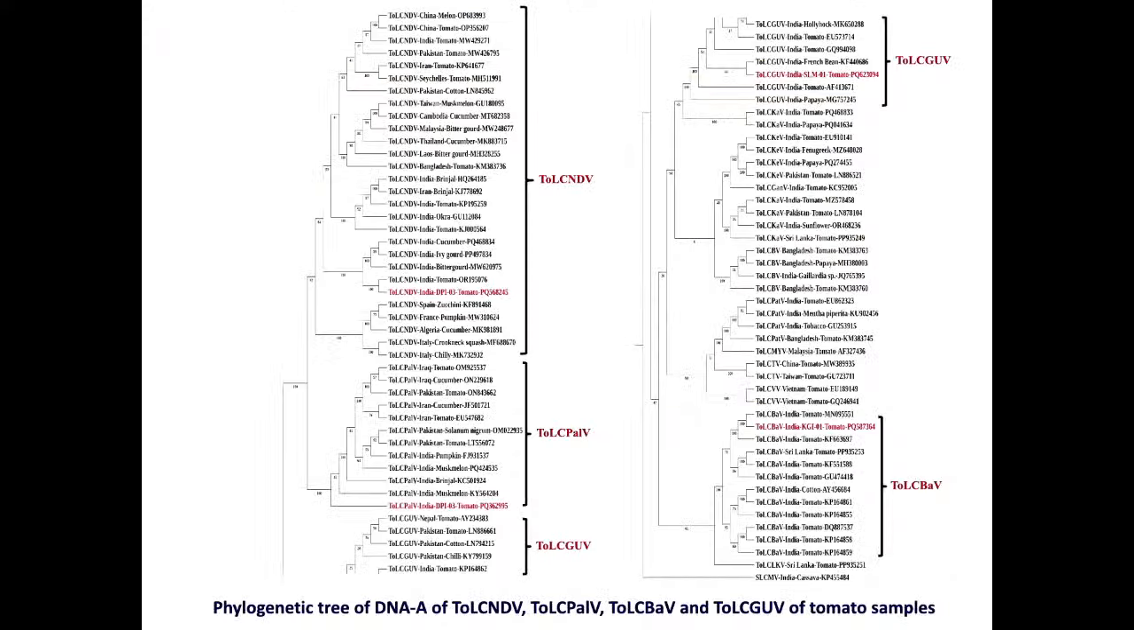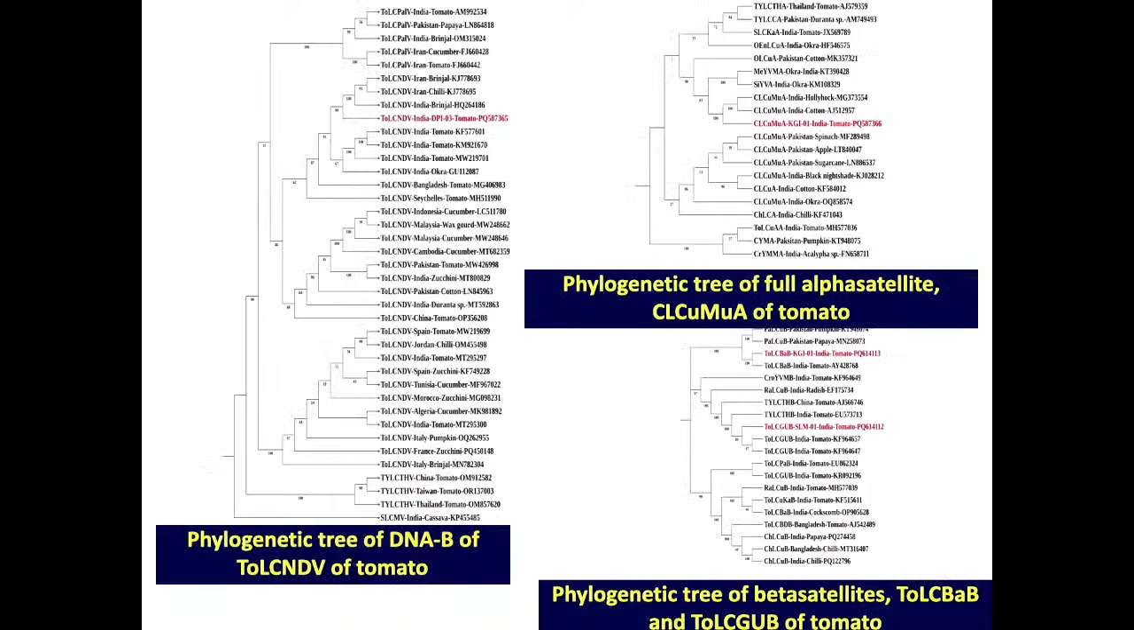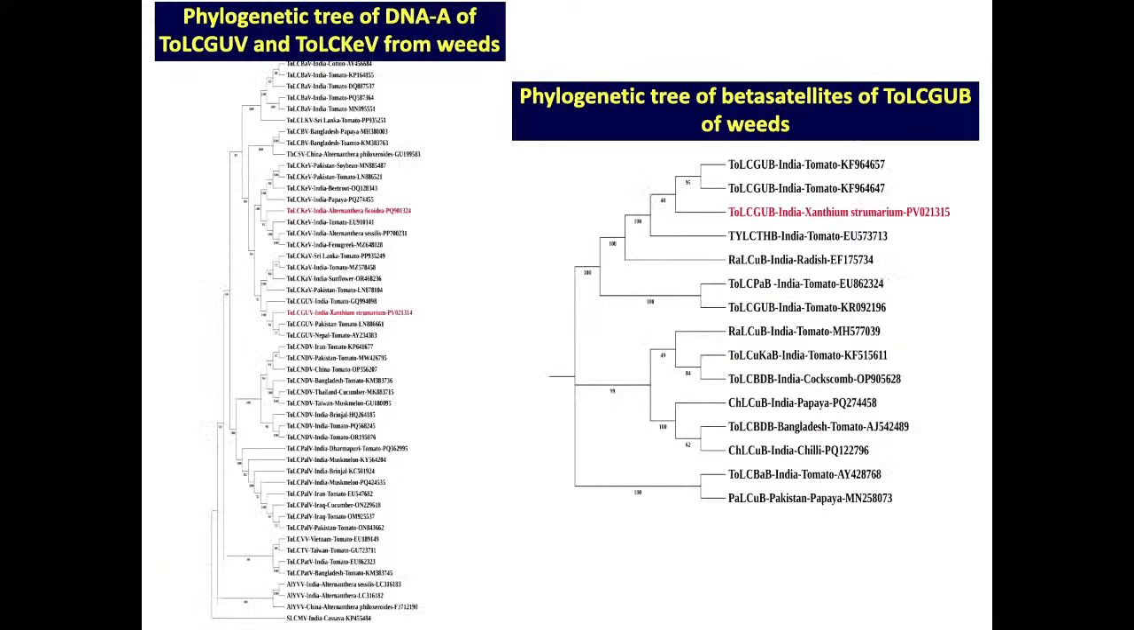This is the phylogenetic tree constructed using the DNA A of tomato leaf curl New Delhi virus, Palampur virus, Bangalore virus, as well as the Gujarat virus. They all formed different clades, separate clusters. Similarly, DNA B also forms a distinct group, and the alpha satellites also align with the concerned group, whether tomato leaf curl New Delhi or Bangalore, like that. So this is the scenario again.